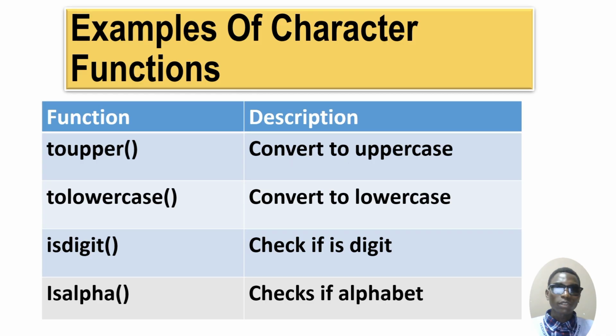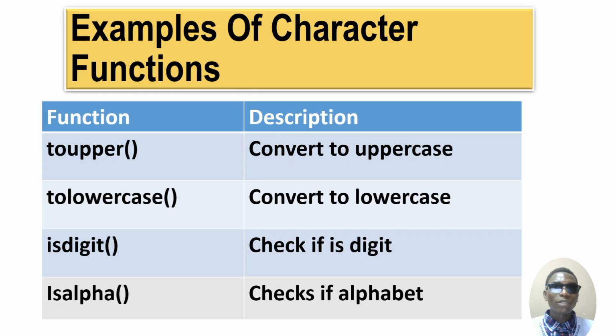Here for character functions, we can see this toupper. Suppose we have characters and you want to convert them into uppercase. We use this toupper function. This toupper function, as you see in the description, is used to convert characters into uppercase, right? Then tolower, the same. Here you just convert to lowercase.